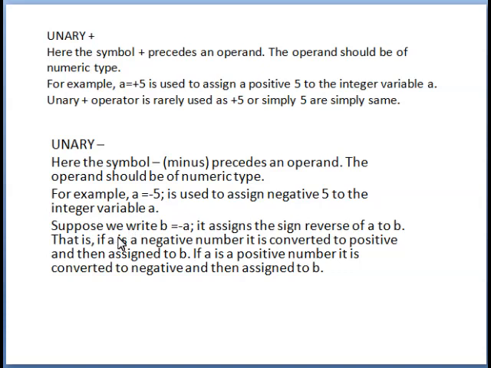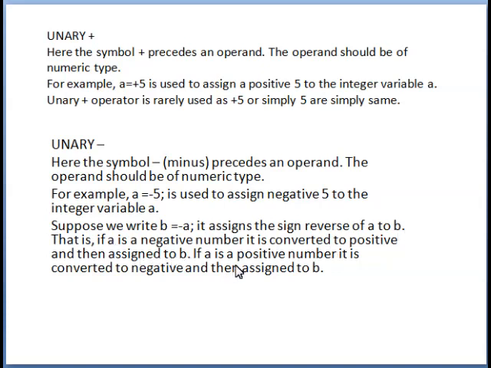Suppose we write b equal to minus a. Okay, already the value of a is negative. So b equal to minus a means again we are having another negative here. So negative into negative is positive. It assigns the sign reverse of a to b. That is, if A is a negative number, it is converted to positive and then assigned to B.